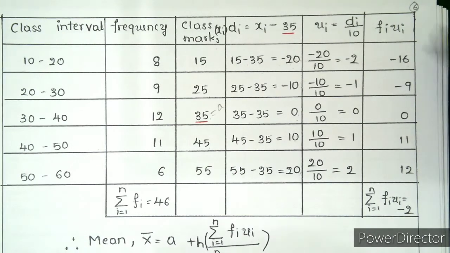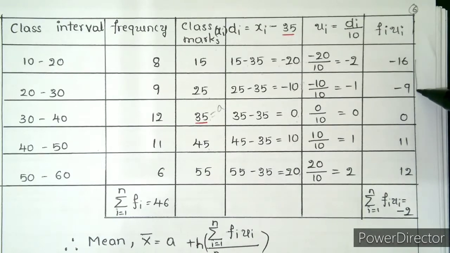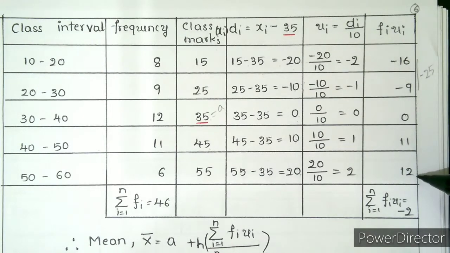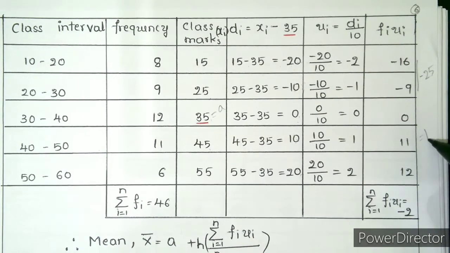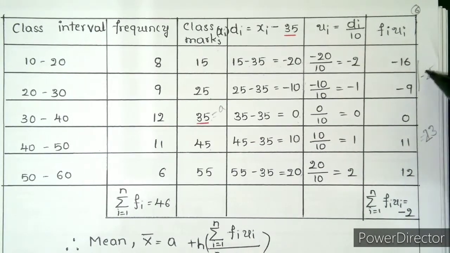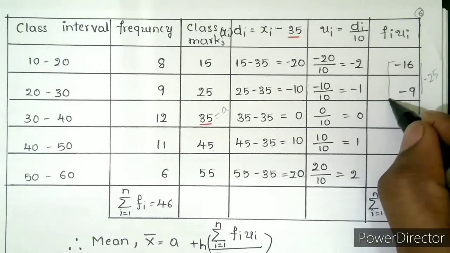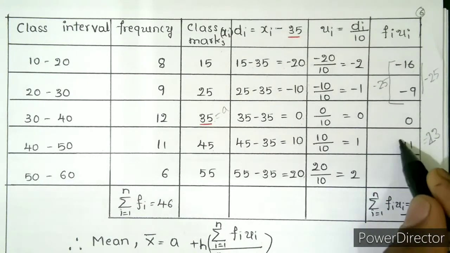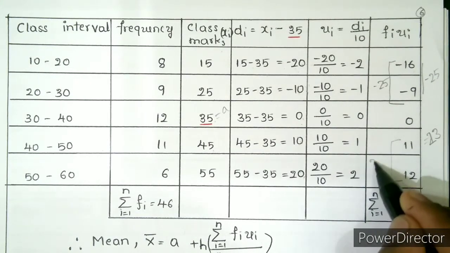So these two we have to add first. Minus 16 and minus 9, you get minus 25. So 0 you neglect. 11 plus 12 you get 23. So when you add these two, you get minus 25. When you add these two, you get 23.